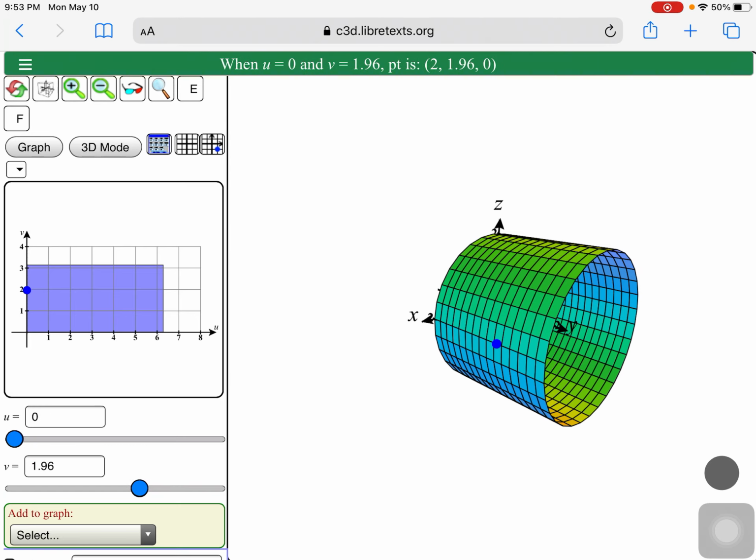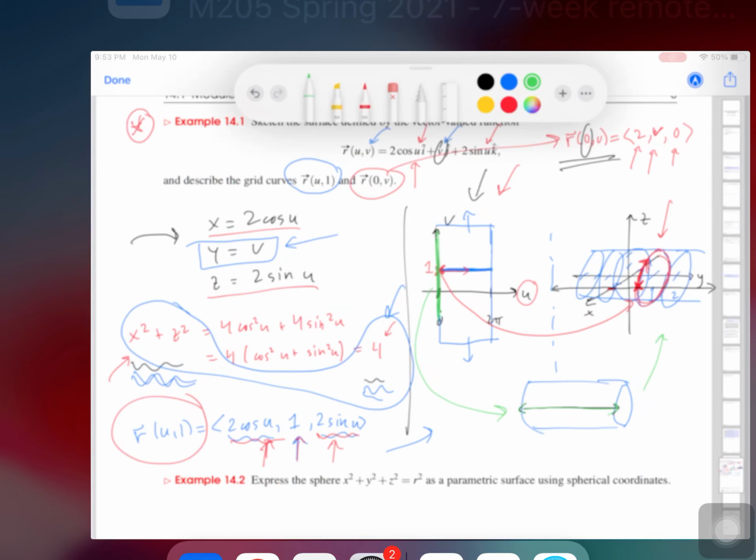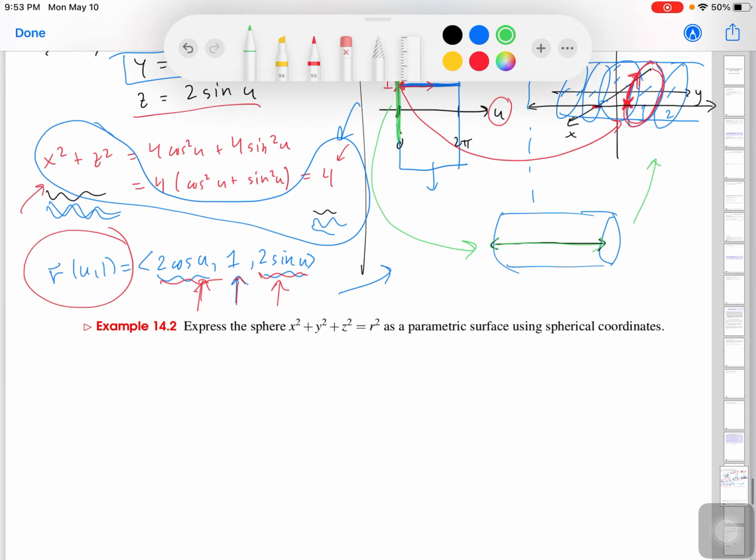Let's look at the grid curve generated by v equals 2. That again is another circle, but this circle is at y equals 2. Similar thing over here, grid curve generated by v equals 3 is another circle, but it is the circle at y equals 3. So that's just a very quick overview, and I again encourage you to play around with that example in CalcPlot 3D.